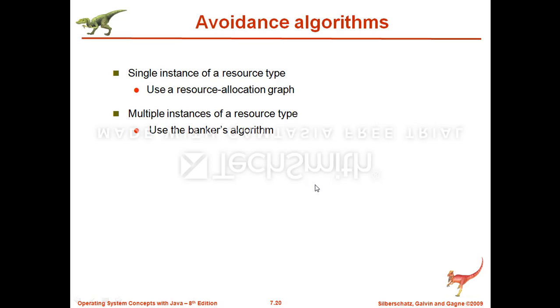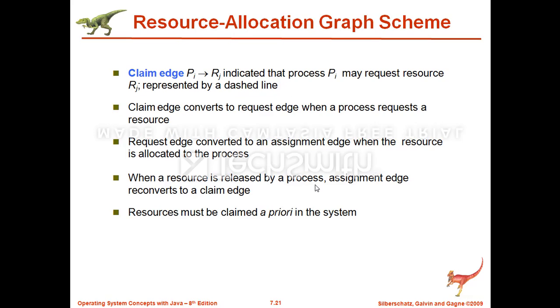Okay, let's continue with the first one, that is single instance of resource type. In this video we will see that. In the next video we will see Banker's algorithm. So coming to the resource allocation graph scheme, in this we have already seen request edge and assignment edge.